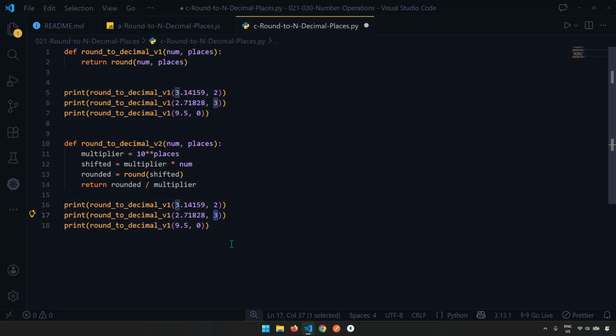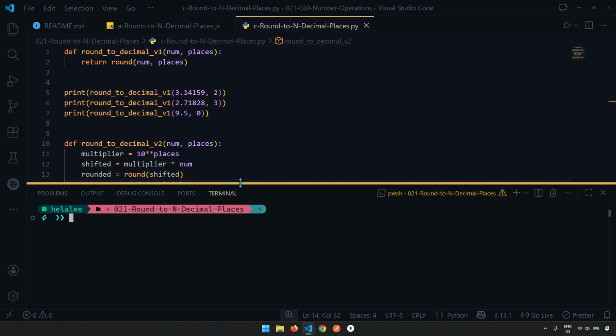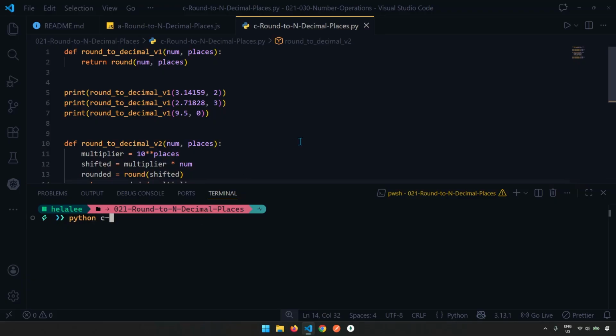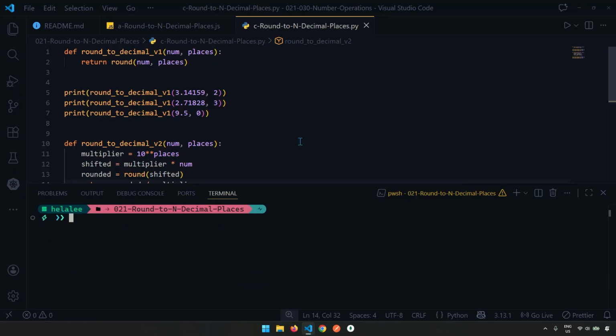For this second version of the solution, I could change this decimal places from 3 to 2. This is going to be 2 as well. Now let's run this. This is going to be Python, Tab, Enter. So we got 3.14, 2.718, 10, 3.14, 2.72, and 10. Cool. This is the Python solution.